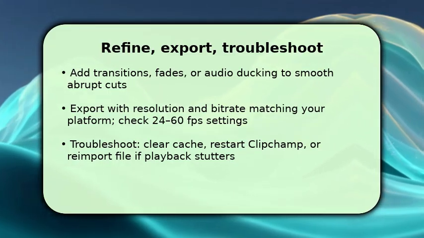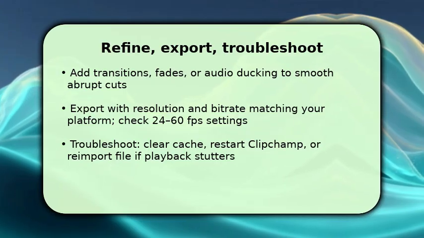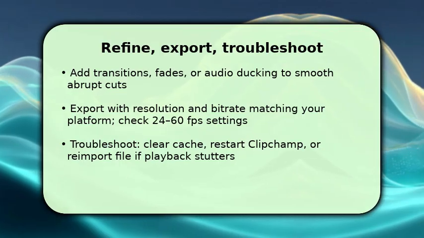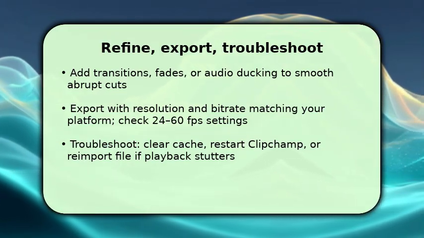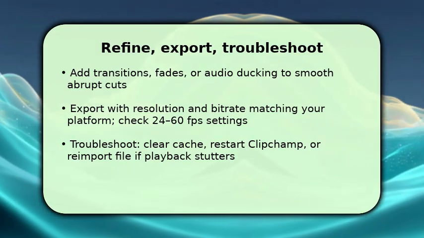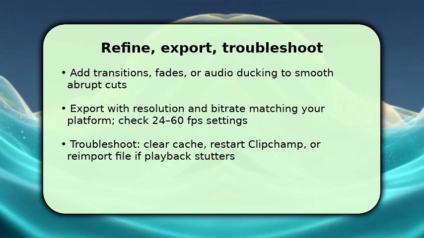This avoids quality loss. If the export shows glitches, try clearing Clipchamp's cache or restarting the app and re-import the original file. Corrupted cache or a temporary decode error often causes stuttering. Finally, preview the exported file to confirm timing and audio fidelity.